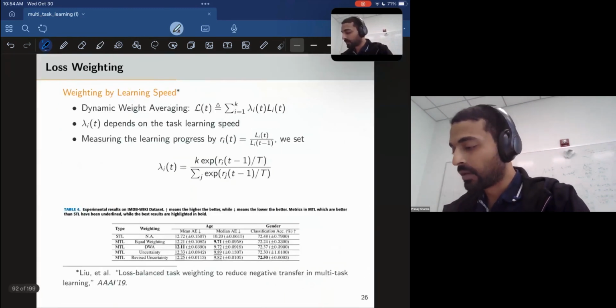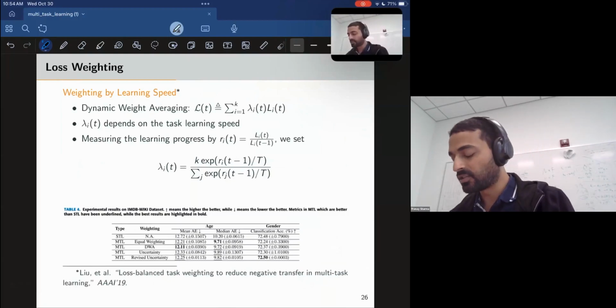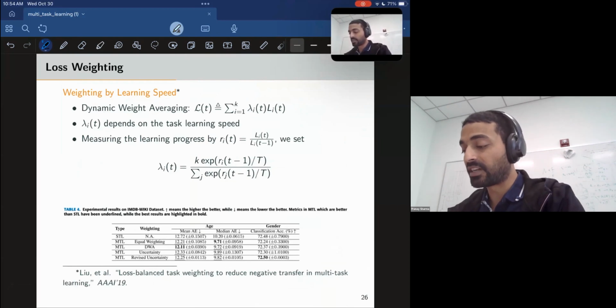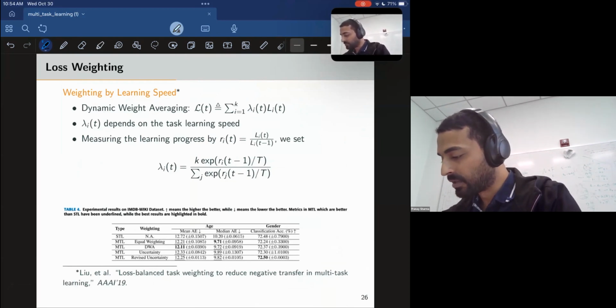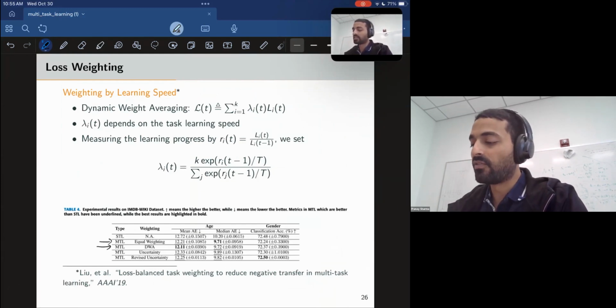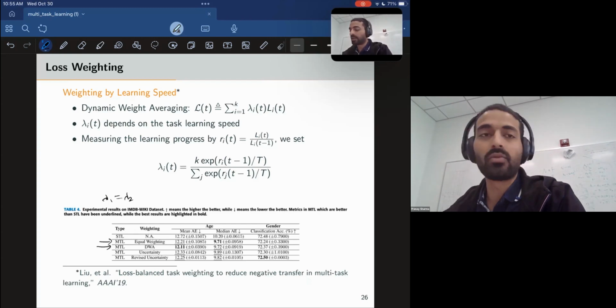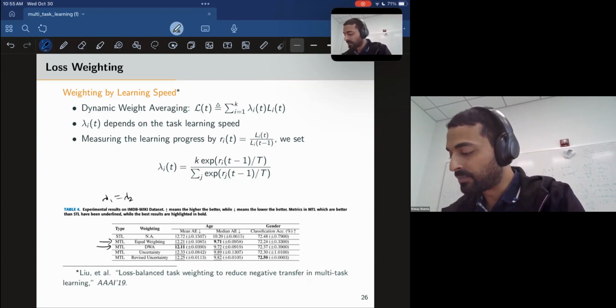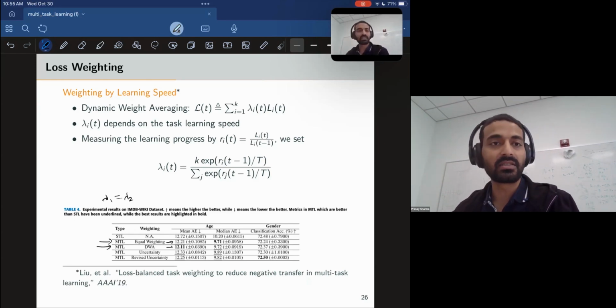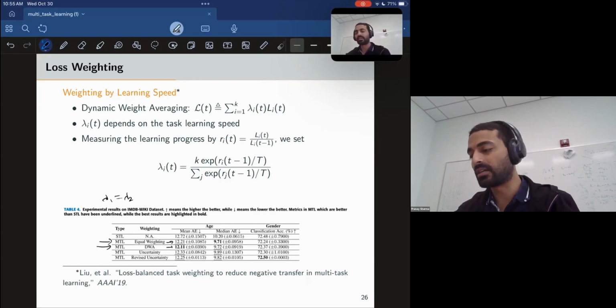Okay. And this has some benefits. So this is a table from a paper which studied different strategies of weighing things. And this DWA is what we just discussed. On the other hand, this equal weighing is where lambda 1 equals lambda 2 always, right? And as you can see, there is some difference in error. So this is quite small, but there is some difference in error. So this makes sense in cases where there are very different learning speeds for the different tasks.